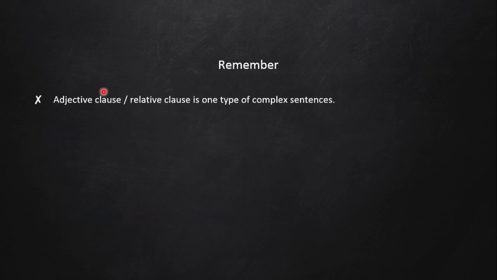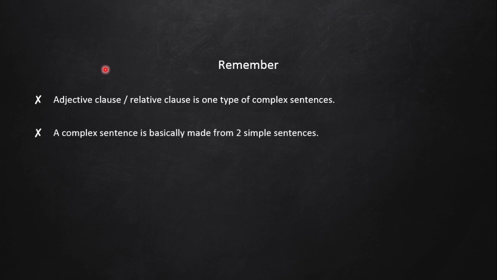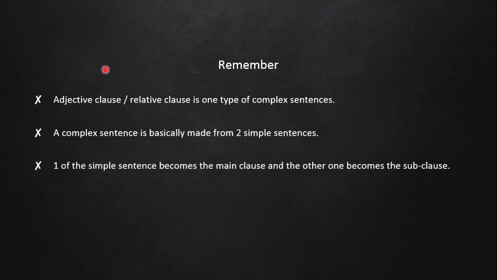Remember this. Adjective clause, or we also say it as relative clause, is actually one type of complex sentences. A complex sentence is basically made from two simple sentences. One of the simple sentences becomes the main clause, and the other one becomes the subclause.